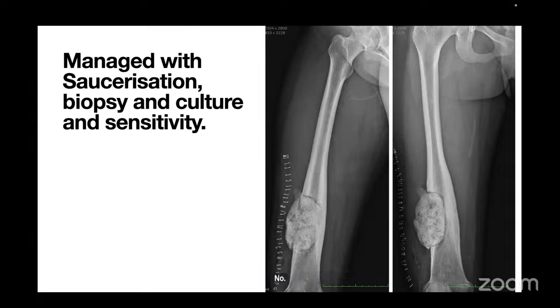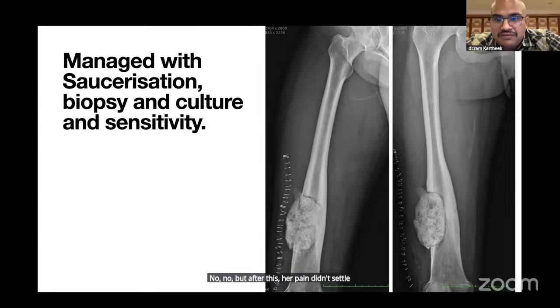No, but after this, her pain didn't settle. It is settled, sir. After this, the pain has not settled, and the discharge has started, sir, after this procedure. Okay.